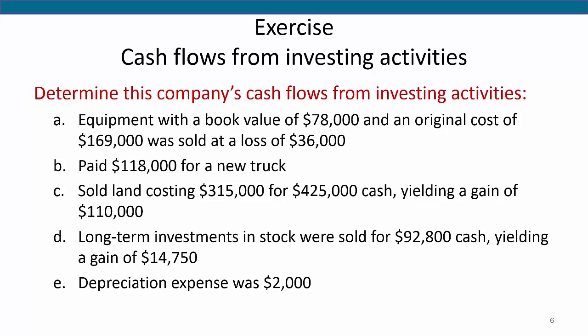Let's consider another example. Are these investing activities? Well, the sale of equipment, yes, it's a long-term asset. So are the truck, the land, and long-term investments in stock. What about depreciation? Nope, that was already handled in the operating activities section. It was added back to net income as a non-cash expense. Remember, we don't include the same thing in two places for the statement of cash flows.